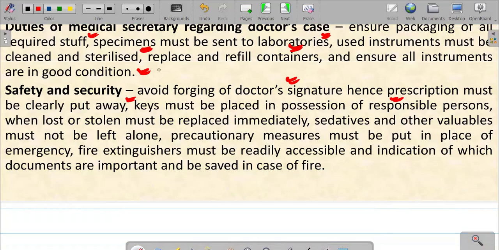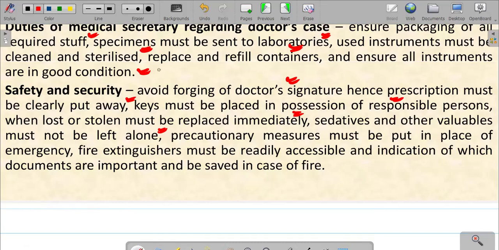So when lost or stolen, they must be replaced immediately. This must be done to avoid trespassing and other possible misuse and other possible errors that would arise as a result of this. So sedatives and other valuables must not be left alone. Remember that we are in a health facility where patients might also make mistakes of using them. So these kinds of drugs and other important hospital and facility equipment and resources must not be left alone.